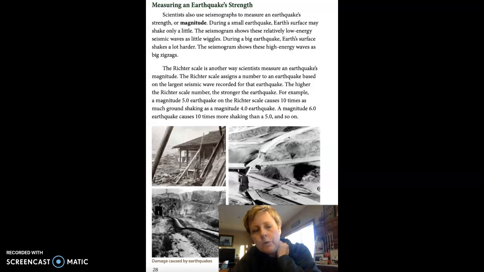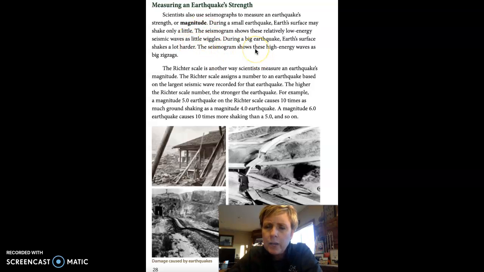All right, so now questions 9 and 10 are asking how the seismograph and the Richter scale are the same and how they are different. We can see right here it is talking about the seismograph. The seismograph shows these relatively low energy seismic waves as little wiggles. They use these seismographs to measure earthquake strength or magnitude, and if they're small, they're little wiggles.